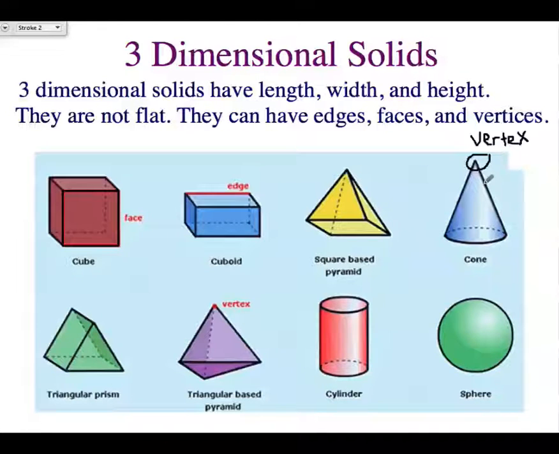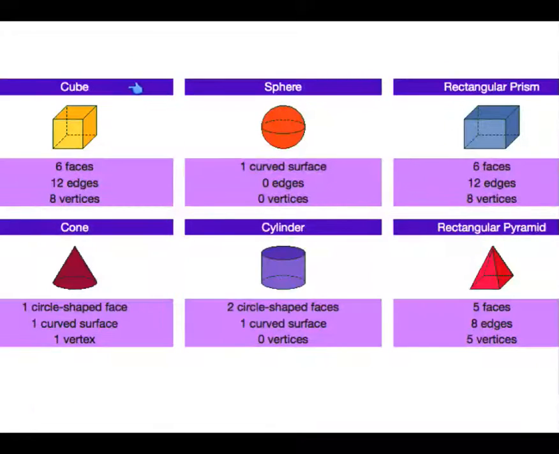So this shape has a vertex there. This shape has vertexes on every place where all the edges come together. Okay? So there could be a lot of vertices on a shape. So that's how we classify three-dimensional solids, by their edges, faces, and vertices. Let's take a look at some more. Here's a cube. It's got 6 faces, 12 edges, and 8 vertices.